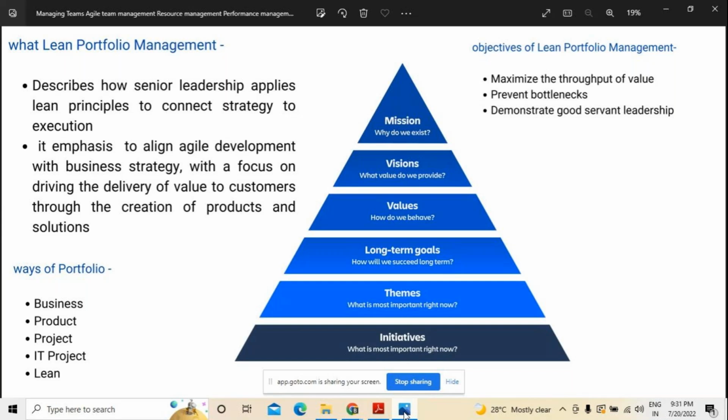And what are the long-term goals we want to achieve, followed by the kind of themes and the initiatives we want to take in order to make it more convenient and successful. So these are the 6 different dimensions which we have to see in reference to lean portfolio management. We have to be more focused on them when we want to follow lean portfolio management, in the process of providing solutions for any of the customer requirements. So this is all about lean portfolio management.